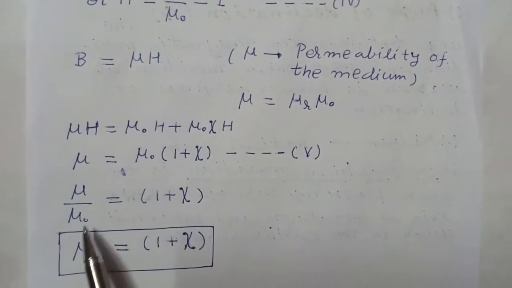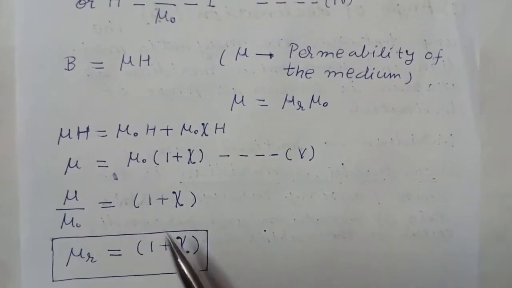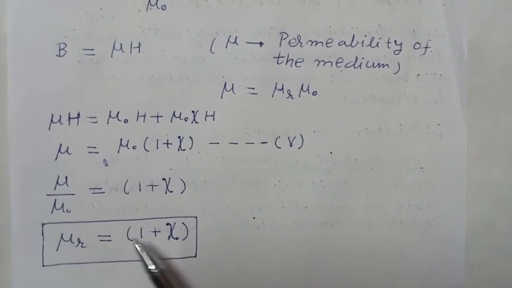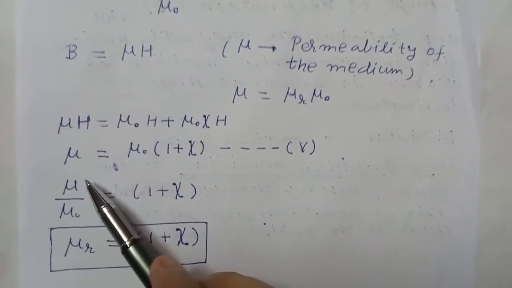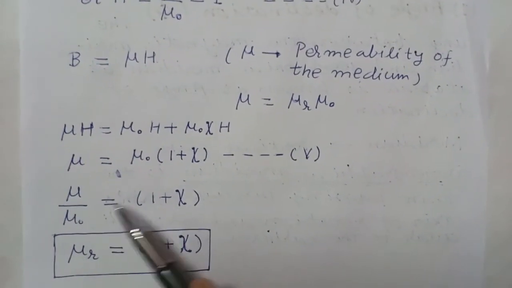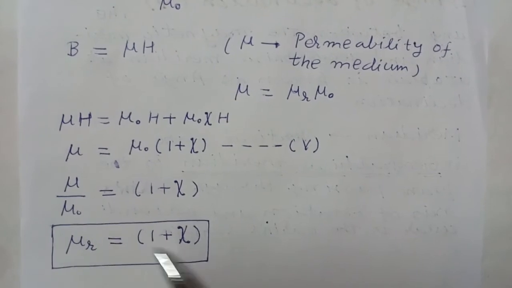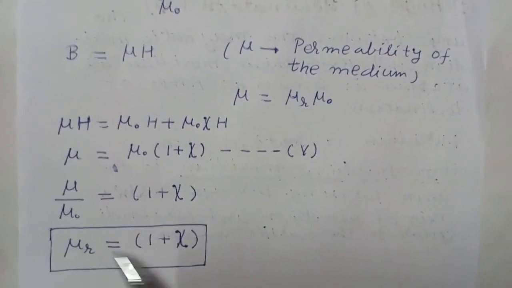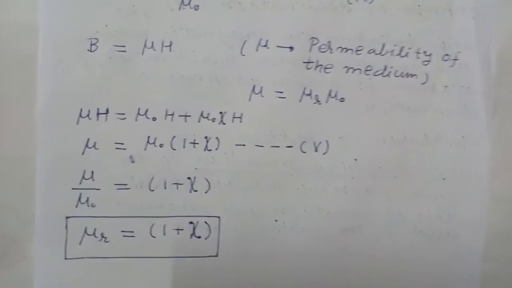Now mu upon mu naught is equal to 1 plus chi. So relative permeability is equal to 1 plus chi. So mu r is equal to 1 plus chi. So this is the relation between relative permeability and susceptibility.